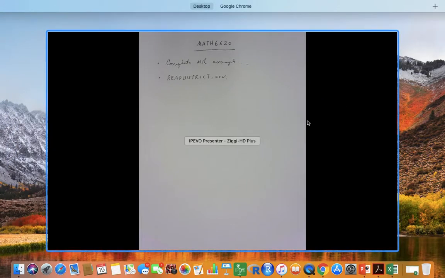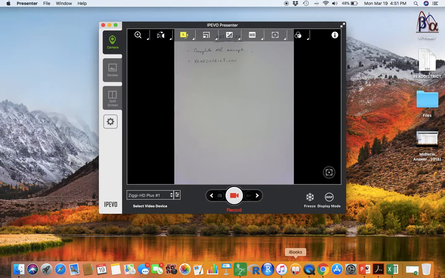Guys, there's a data set, read district. It's already in .csv format that we need to get into R. So I'll tell you what, let's go ahead and do that.